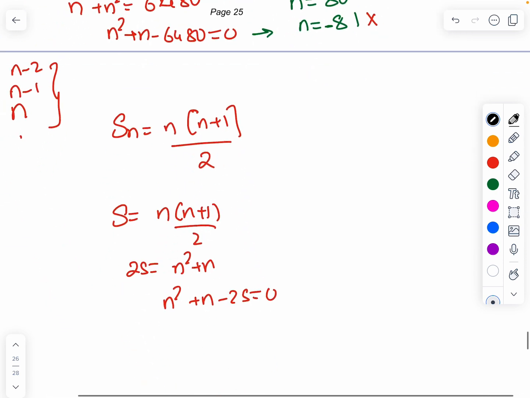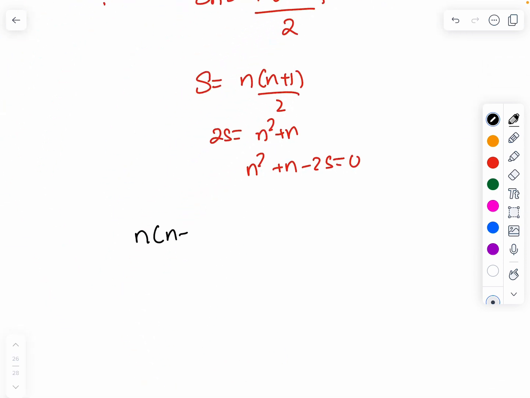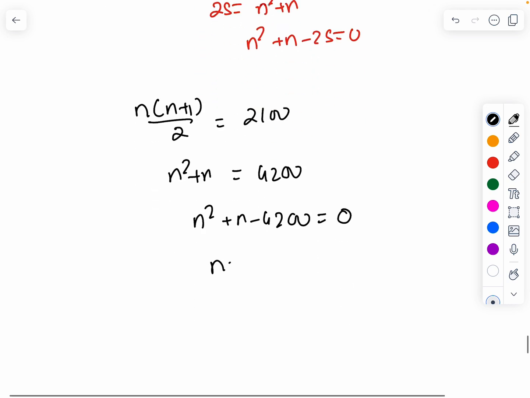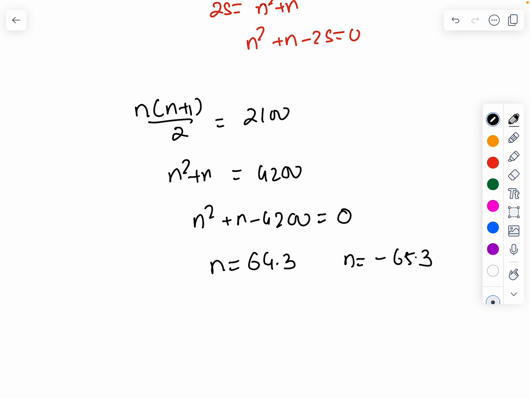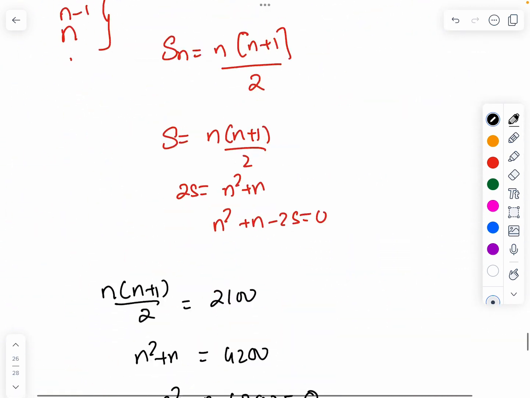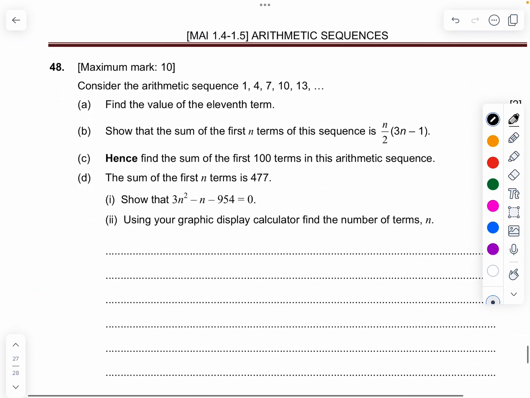So n times (n plus 1) upon 2 equals 2100. So n square plus n equals 4200. So n square plus n minus 4200 equals 0. When I do it by calculator, you get n equals 64.3 and n equals negative 65.3. It should be a positive integer, so decimals are not allowed. So it is not possible for her.